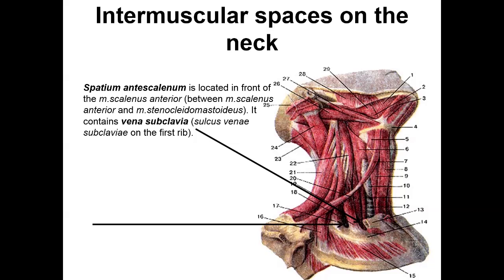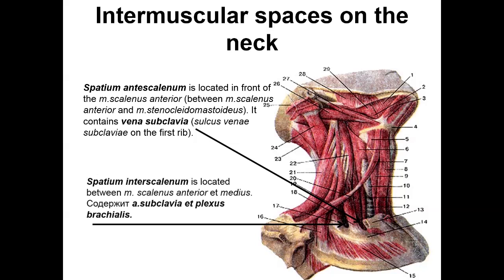And second space is here between musculus scalenus anterior and musculus scalenus medius. We can call it spatium interscalenum because it's between two musculi scaleni, scalenus anterior and scalenus medius. But I mean, scalenus posterior, here it is, number 16.